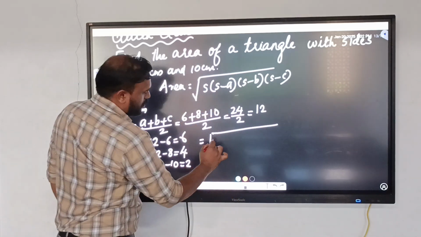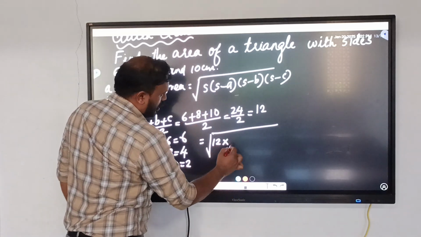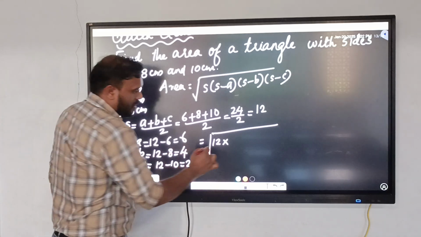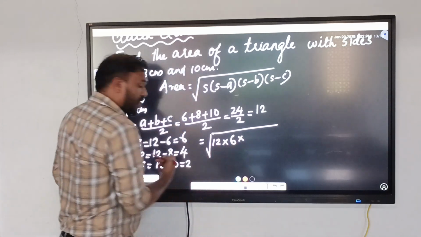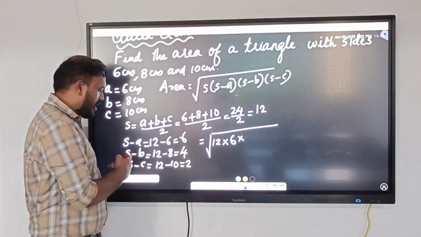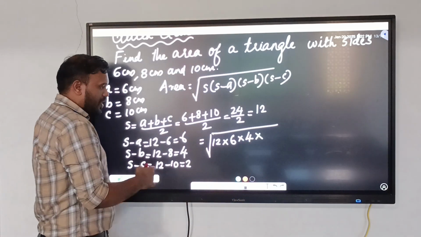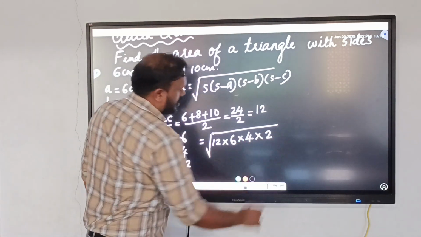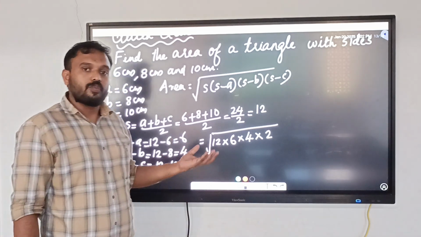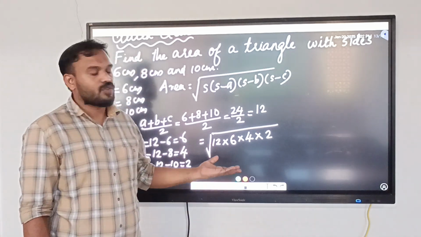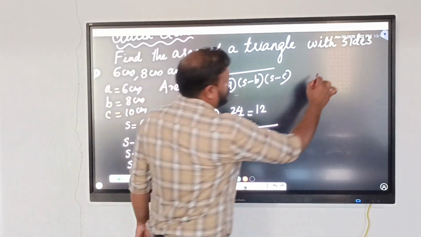What is the value of s? 12. In s minus a, that is 6. Already we have done it. s minus a equal to 6, and s minus b, that is 4, and finally s minus c equal to 2. So we have to prime factorize it. As you know, how will we factorize 12?